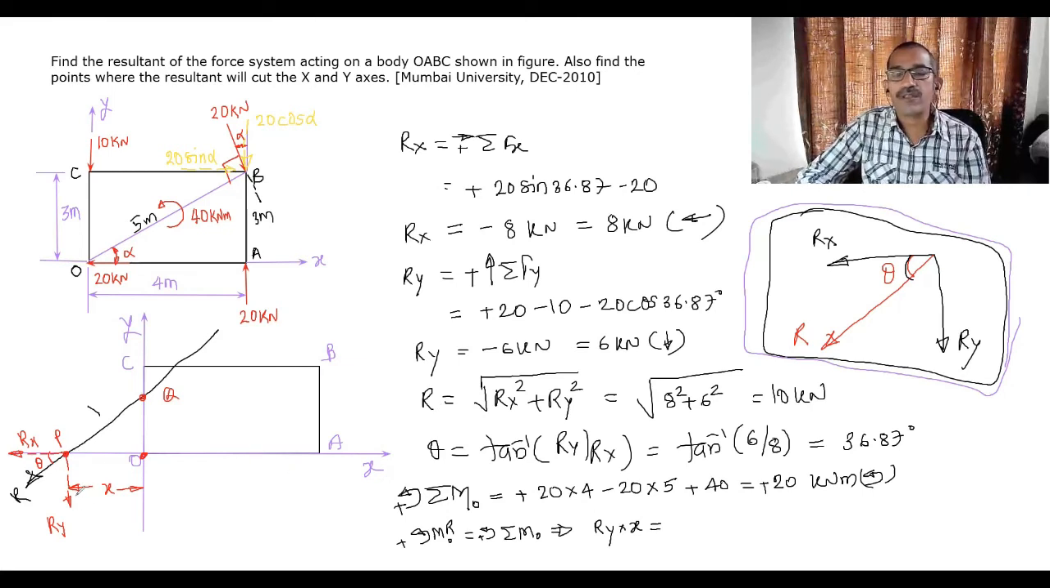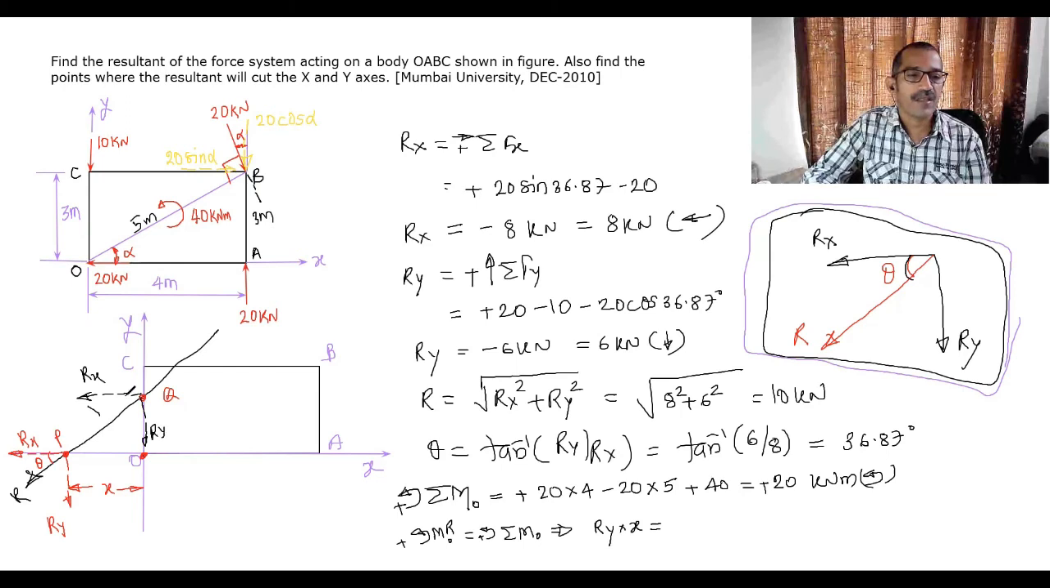Ry, you know, is 6 kilonewton. We'll substitute there. But here you have to find out the points where the resultant will cut the X and Y axes. Resolving it at P, you get Ry into X. Now if you want to take the moment of the resultant about point O, but resolve at this point, then this component is Rx, and vertically downward what will we get here?